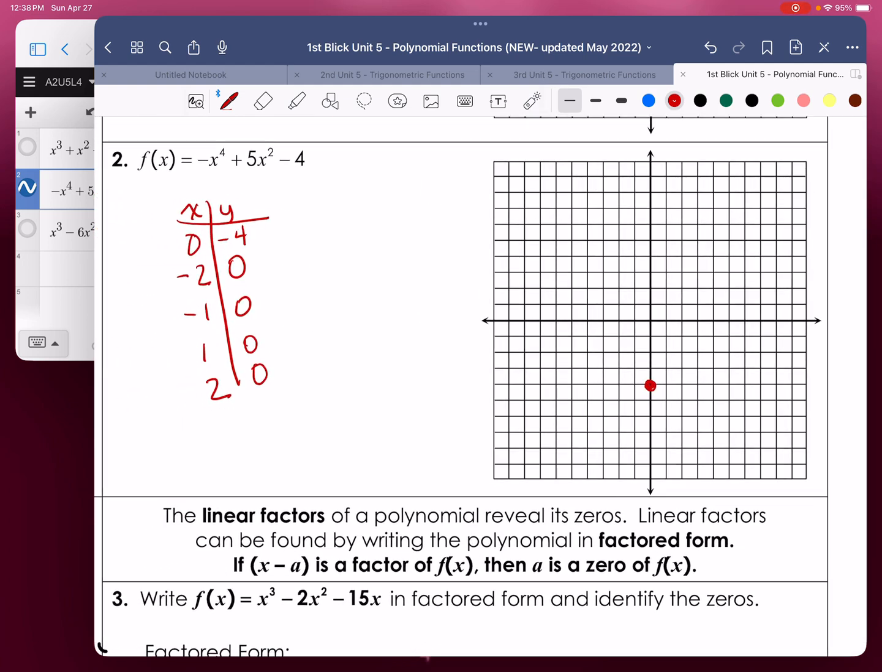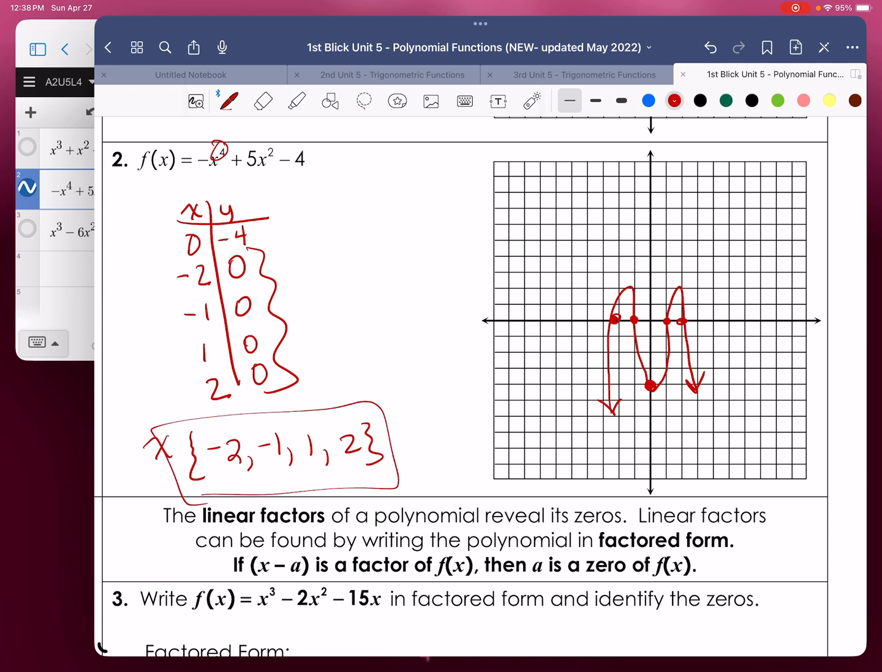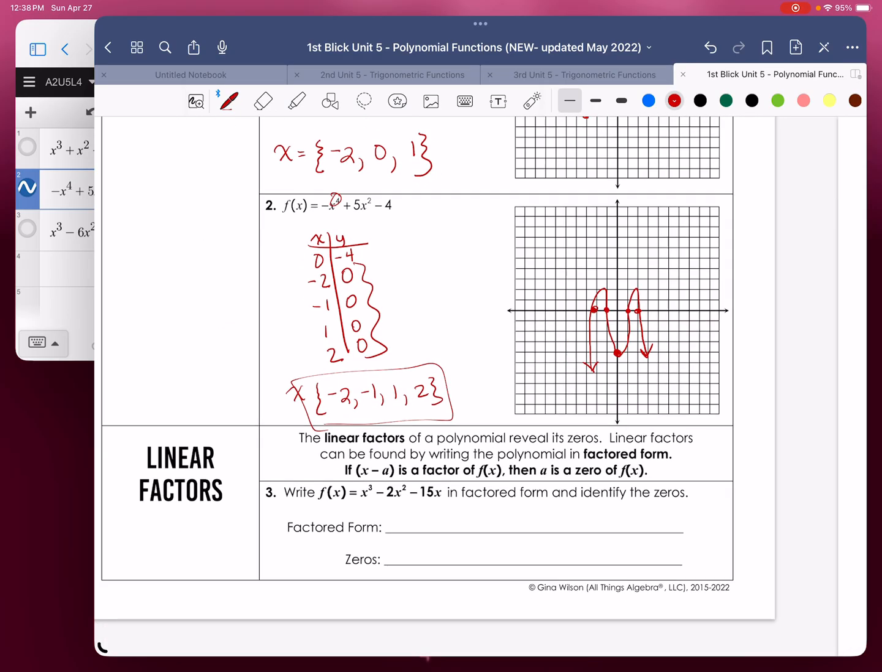And we're going to have -2, 0, and -1, 0, and +1, 2. So what it graphs like looks something like that. Okay? So what are our zeros? Well, they're wherever y was equal to 0. So it's going to be -2, -1, +1, and 2. And once again, you notice that your degree was 4. How many zeros do you have? Well, it just has to be even, but it is equal to it in that case.